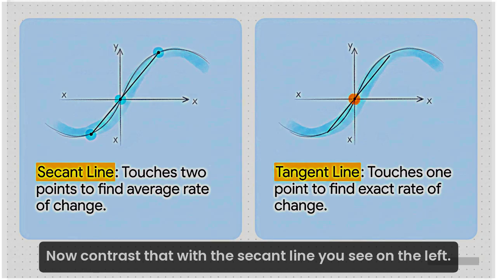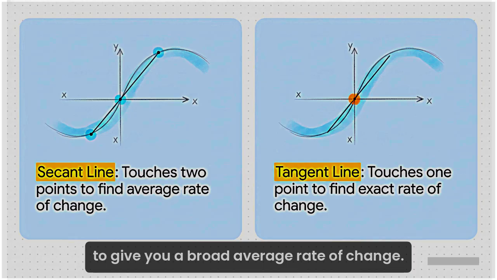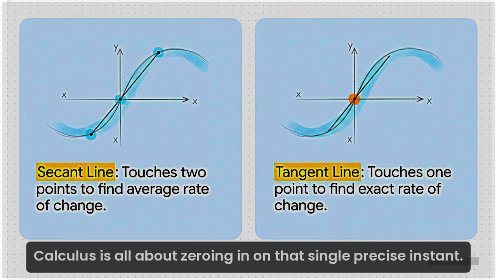Now contrast that with the secant line you see on the left. That bridges two separate points to give you a broad, average rate of change. Calculus is all about zeroing in on that single, precise instant.